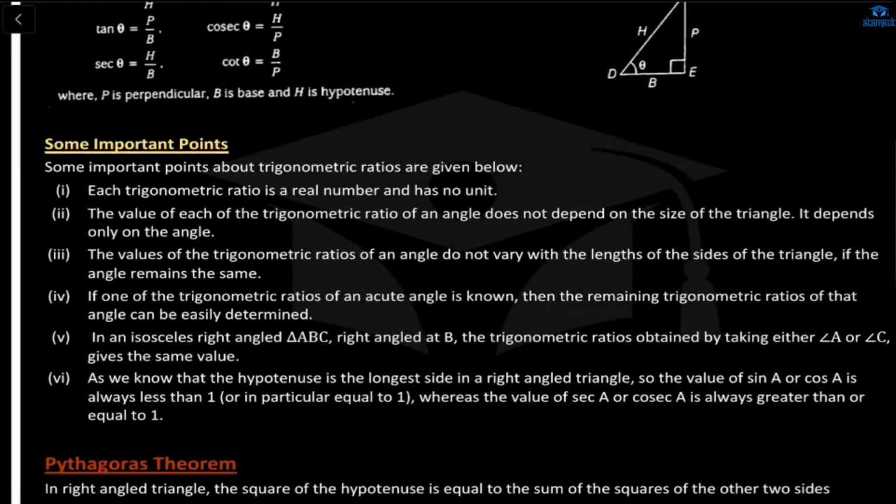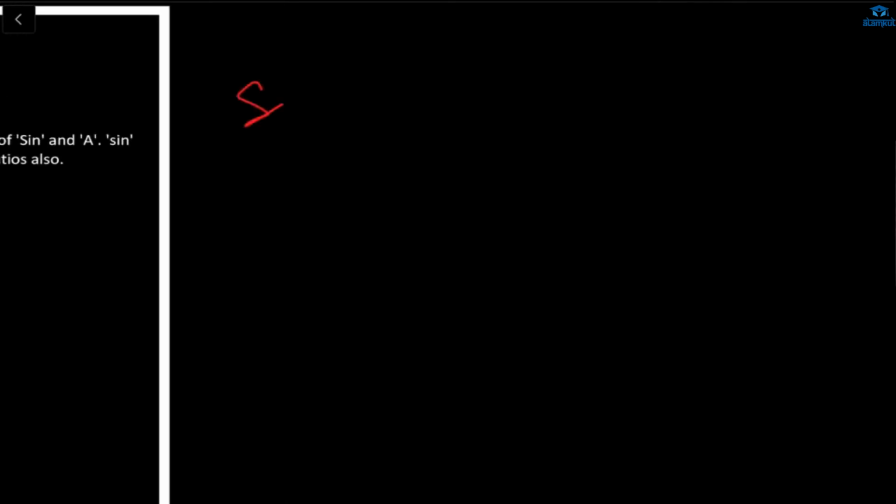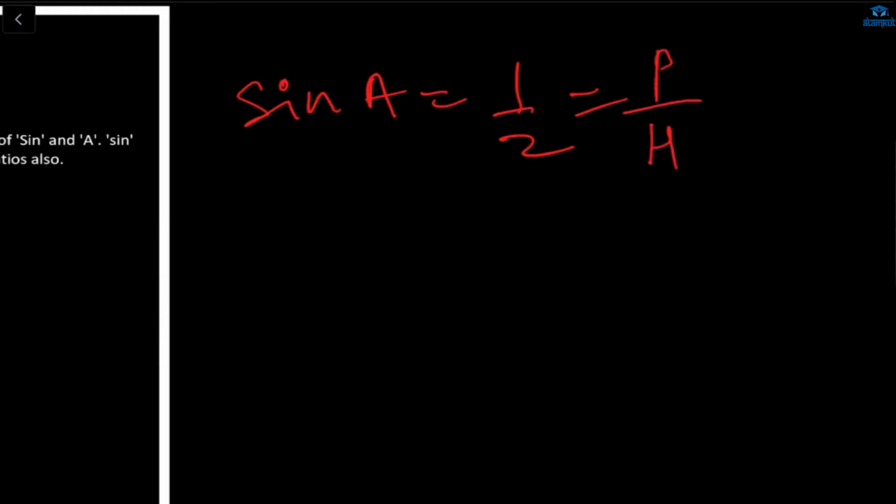If one of the trigonometric ratios of an acute angle is known, then the remaining trigonometric ratios of that angle can easily be calculated. For example, if you know the value of sine A is 1/2, that means sine A is perpendicular by hypotenuse. So we can say the perpendicular is equal to 1k because it is the ratio, not the exact value. That is why I'm writing 1k, and k is some natural number. Because this is the ratio, the hypotenuse is equal to 2k.